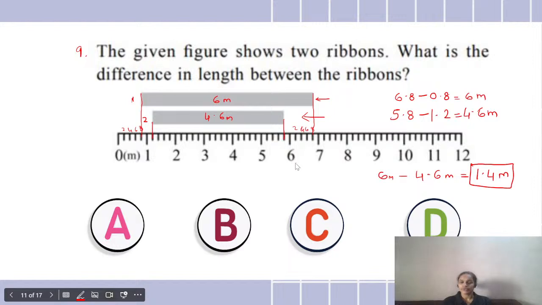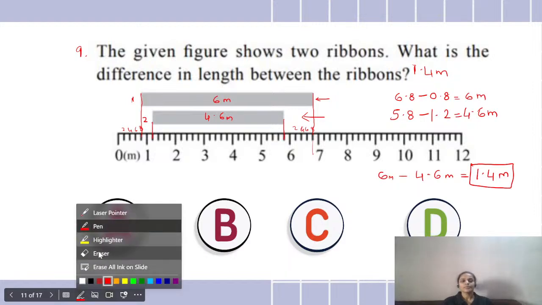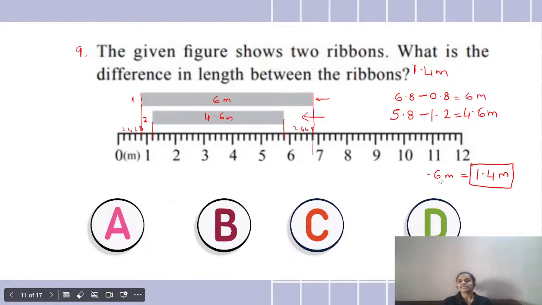This is how I found it. We mark the beginning and the ending and we subtract the beginning point from the ending point to get the total length of the ribbon. Okay, so I hope it is clear. How did we get 1.5? Sorry, my answer over here is 1.4 meter, not 1.5. That's the correct answer.